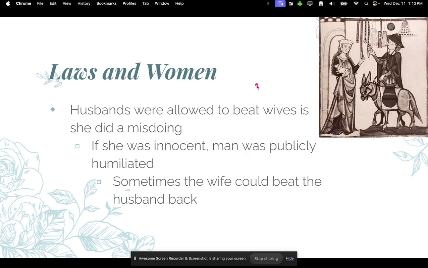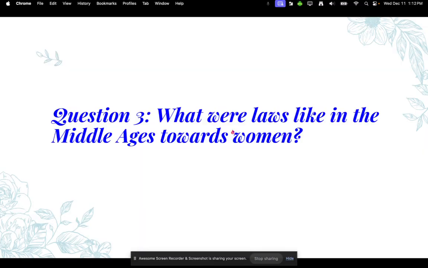Husbands were also allowed to beat their wives if she was doing something wrong. But if she was innocent, in return, the man was publicly humiliated. And sometimes that included the wife beating the husband back. Yeah, laws are crazy in the Middle Ages. So, question number 3, what were laws like in the Middle Ages towards women?